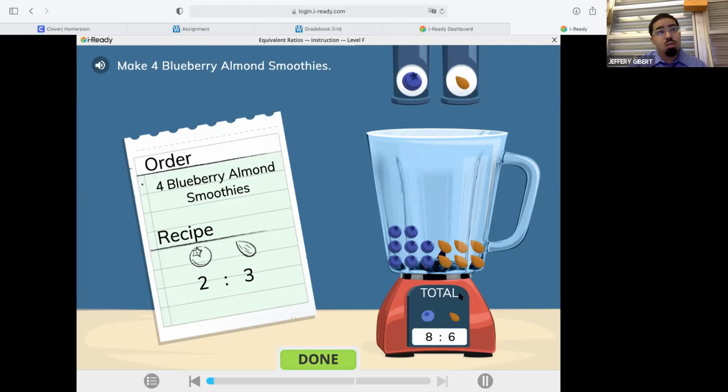We need 2 more smoothies. So that means we're going to double this. Because this is enough for 2 smoothies. So look, 1, 2, 3. Now that's 3 smoothies. 1, 2, 3. Now that's 4 smoothies. So all we did was the blueberries times 4 to get 8. And we did the almonds times 4 to get 12. Good work.